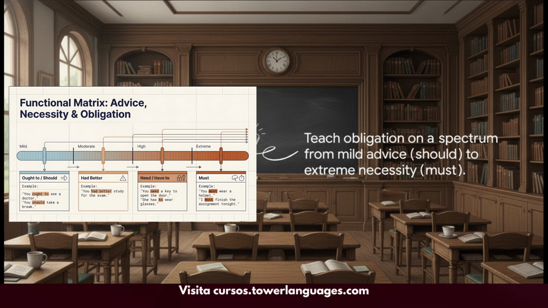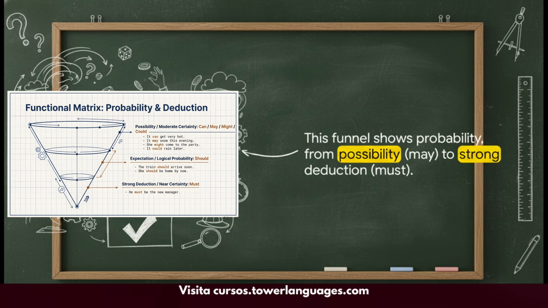"You should take a break" is just some mild advice. But "you must wear a helmet," well, that's an extreme, non-negotiable obligation. This functional grouping makes the meaning so much more intuitive. And this functional approach works perfectly for probability too. This funnel is a fantastic tool for the classroom.